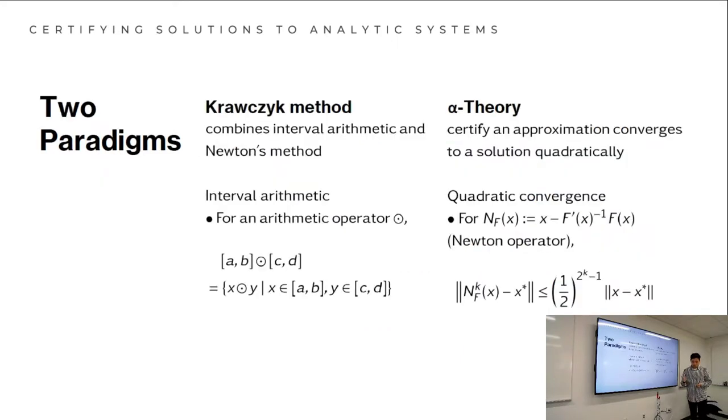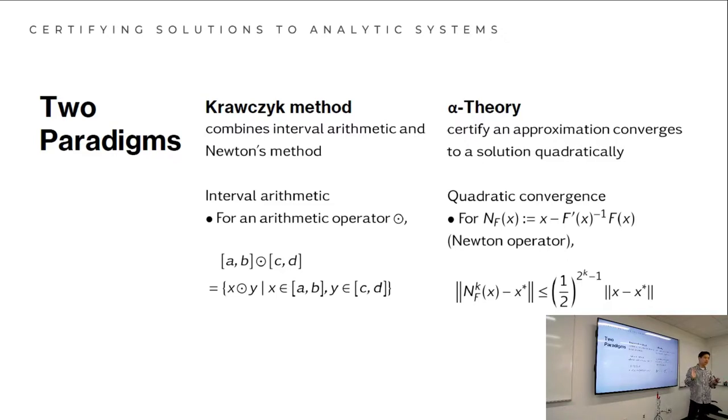So in this work, we're going to use two different methods to certify the solutions. The first one is the Krawczyk method, and the second is alpha theory. The Krawczyk method is an interval extension of the Newton iteration, so it combines interval arithmetic and the Newton method. Let me introduce interval arithmetic a little more briefly. In order to have a conservative region when we do the computation, we define arithmetic operations on intervals. So we can add, multiply, subtract, and divide intervals.